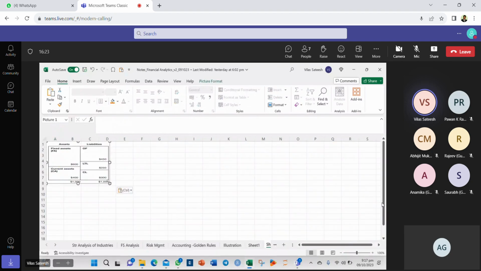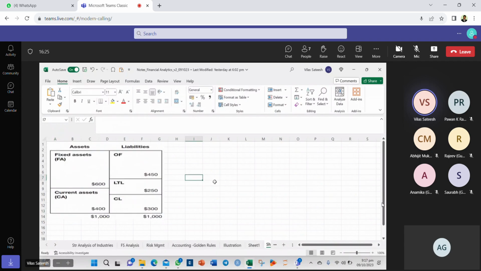You remember this diagram from Professor? This is actually a beautiful way to look at the balance sheet.